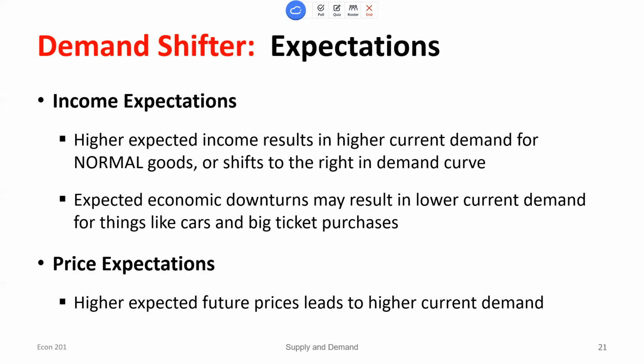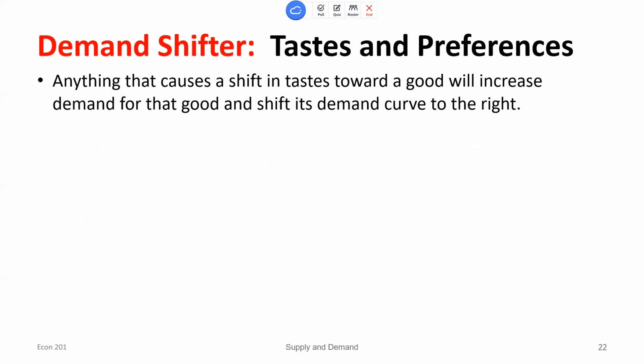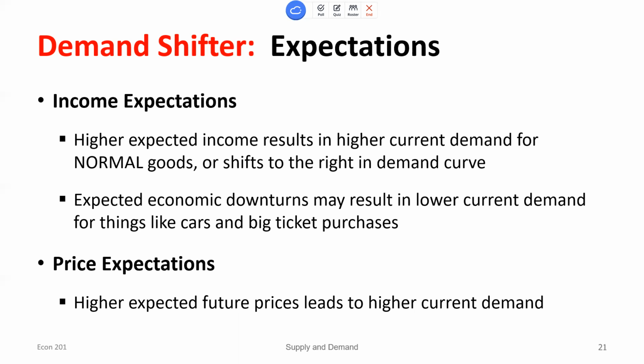What if I expect the price of gas to fall by $1 overnight? Well, as long as I got enough gas to get to the gas station in the morning, if I expect lower prices tomorrow, what's going to happen to current demand? It's going to go down. I'm going to want to wait and buy it tomorrow. So we have higher expected prices lead to higher current demand, but you can also do the flip side of that. I expect prices to be lower in the future. I might also expect to see lower current demand.